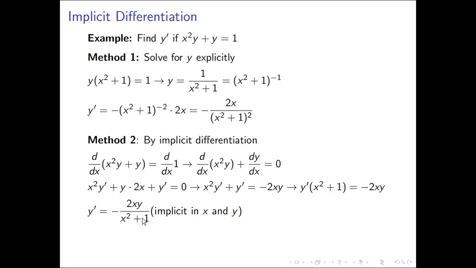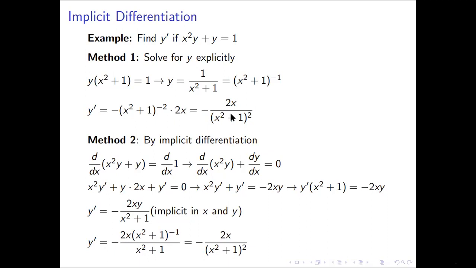However, we can show that the two answers are just the same by using this again, this one here. We can plug this expression for y in here to get this one. So replacing y by this, and then simplifying, we get the following: negative 2x all over x squared plus 1 squared, which is just the same as the previous answer.